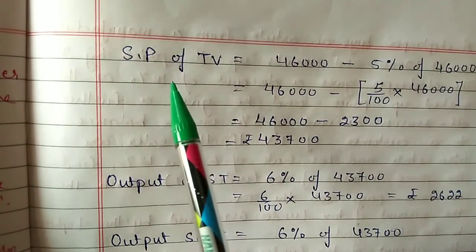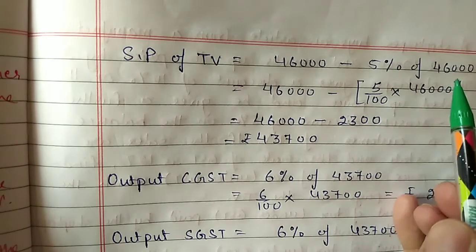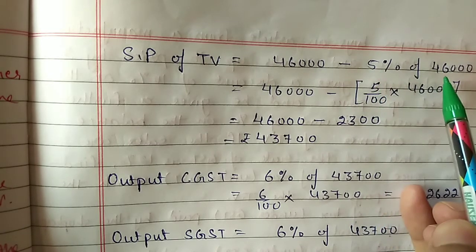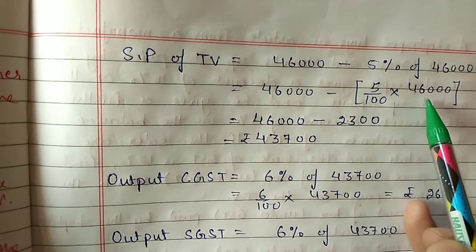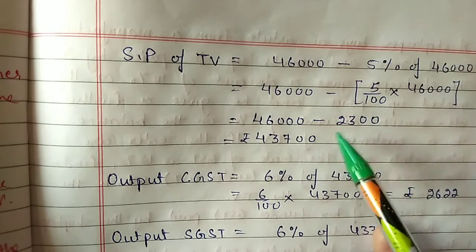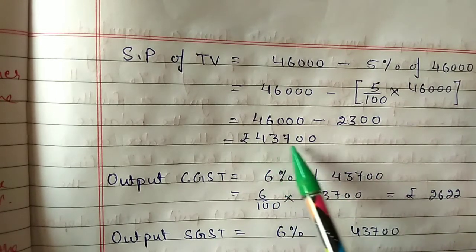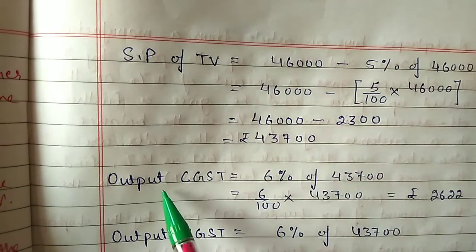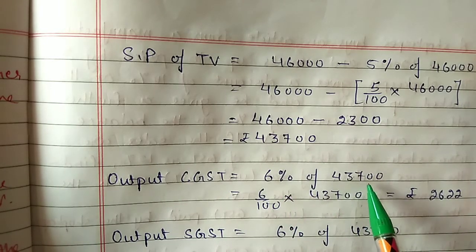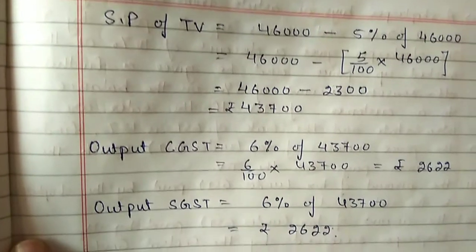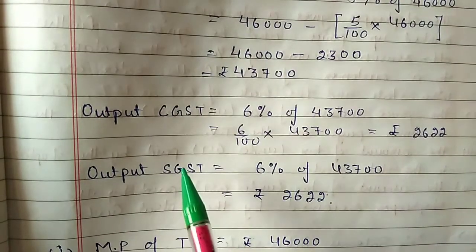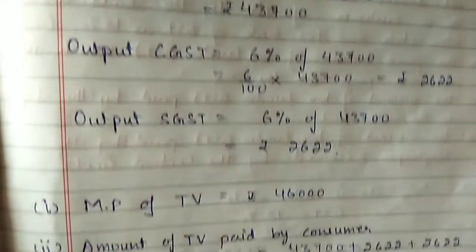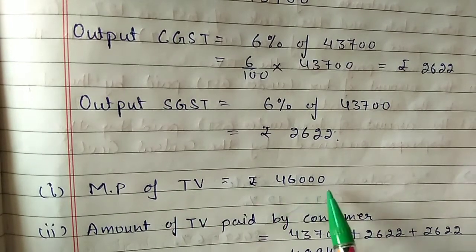Now the retailer is selling this TV at 5% discount. So he marked 46,000 as mark price, then he is giving 5% of that as discount. Discount means we have to subtract 5% of that, which is 2,300 rupees. So the selling price of the TV will be 43,700 rupees. So the consumer will pay tax on this money. So output CGST will be 6% of 43,700 rupees, equal to 2,622 rupees. And output SGST will also be the same, 6% of 43,700 rupees.